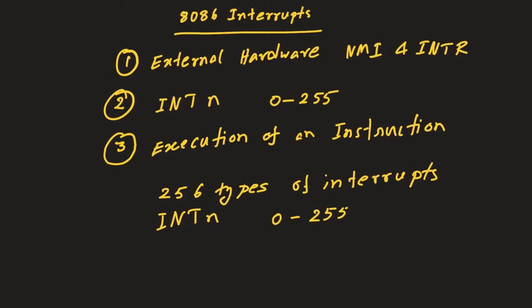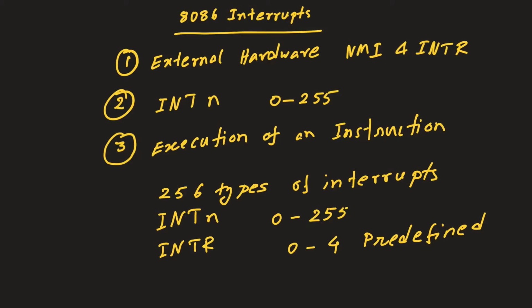whereas the same interrupts can be given from the INTR pin. In this case, the processor runs an interrupt acknowledge cycle to get the type number. Now, from type number 0 to type number 4, Intel has already predefined the interrupts, which we are going to discuss in this lecture.